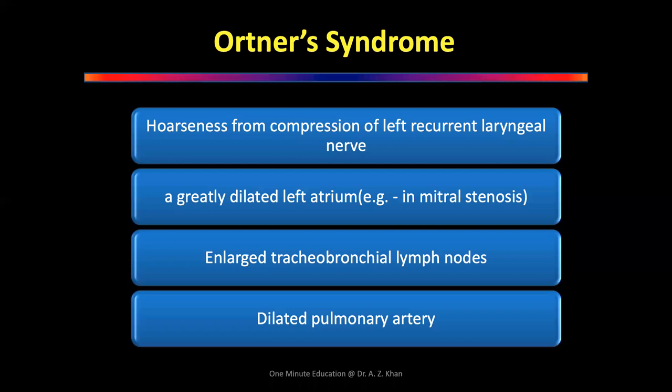Ortner syndrome, okay? Ortner. This will come in the exam. A long case with hoarseness of voice with CA lung. I will ask you, what is this syndrome? And it is Ortner syndrome. Okay. And in cardiac, it will come because of mitral stenosis. You will get a dilated left atrium and the patient will complain of hoarseness of voice. And the examiner can ask you, what is this syndrome called? You have to know, it's Ortner syndrome.